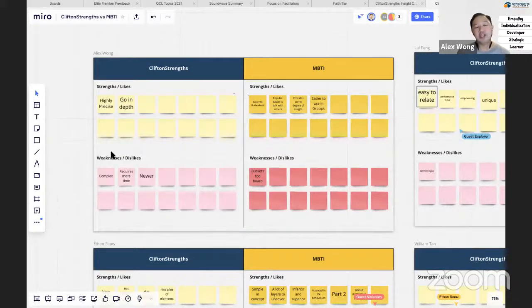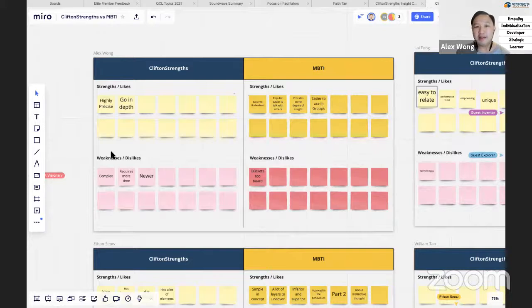What I find challenging for CliftonStrengths is that because of its complexity, it's harder for people to understand each other's profile. I've got 34 talent themes. For me to know your 5, if they're different from my 5, I need to know all 34 if I have a team of very diverse people. So how do we get everybody to remember 34 talent themes if that's the expectation? People find it a bit complex, and it requires more time, and definitely it's newer.